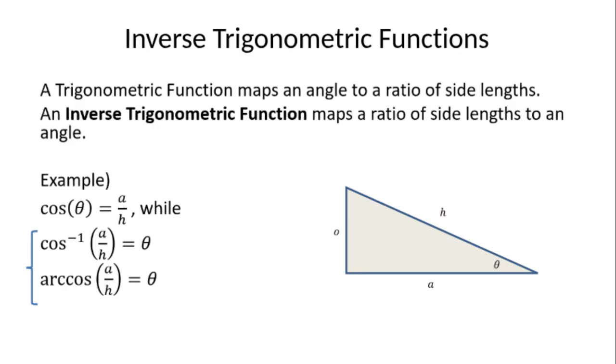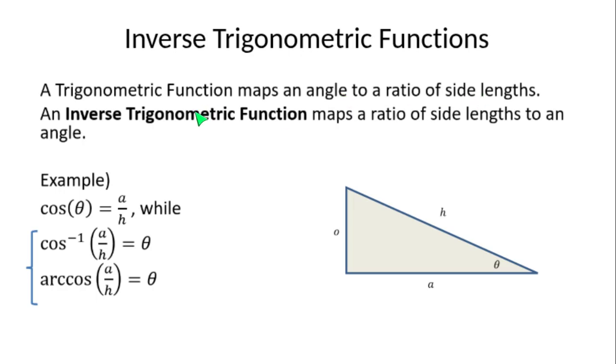Now let's talk about inverse trigonometric functions. So just to review, a trig function maps an angle to a ratio of side lengths. In other words, take sine for example. Sine of an angle is equal to the opposite side relative to that angle divided by the hypotenuse, a ratio of side lengths.